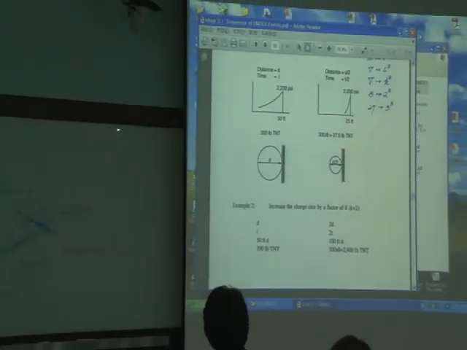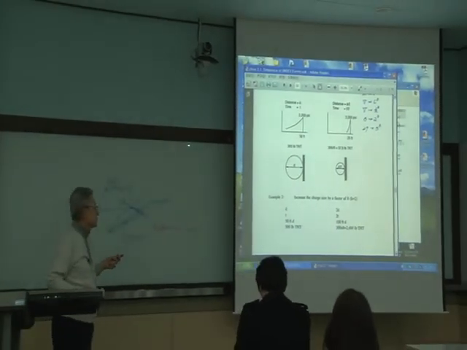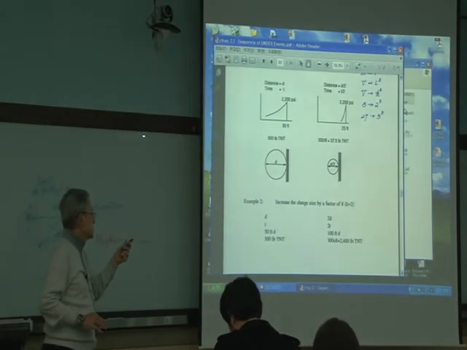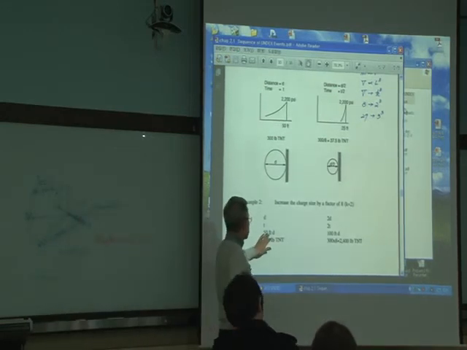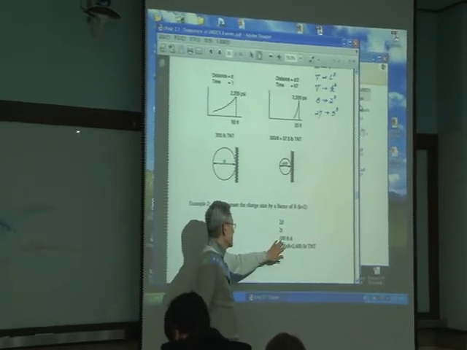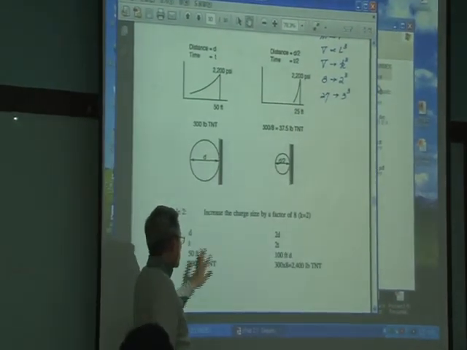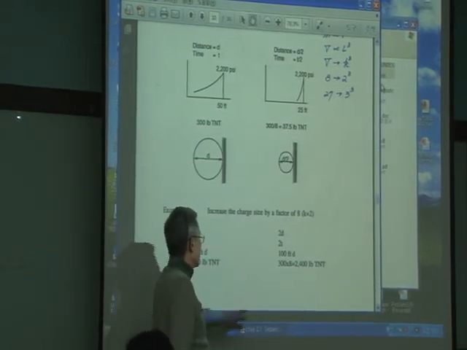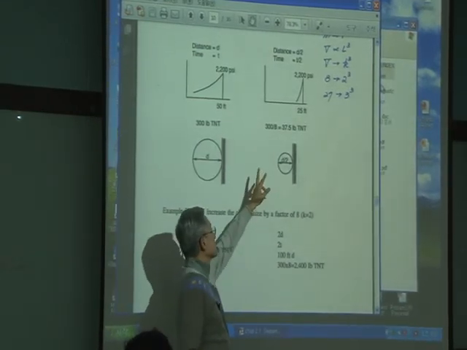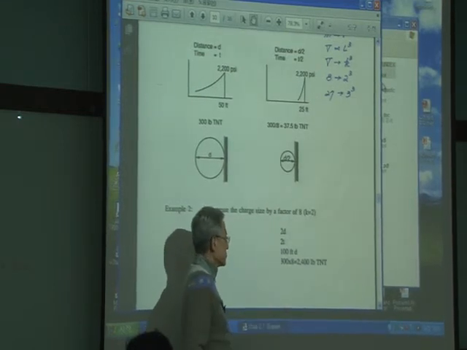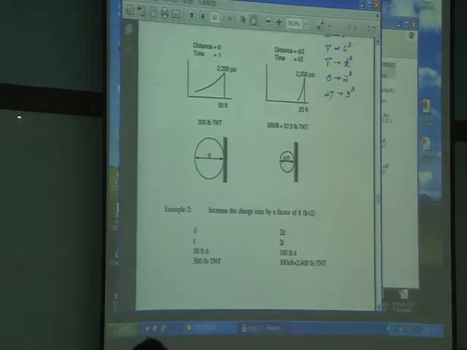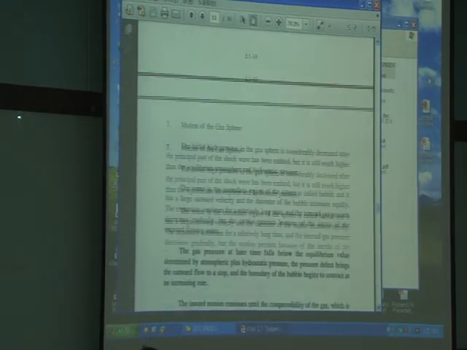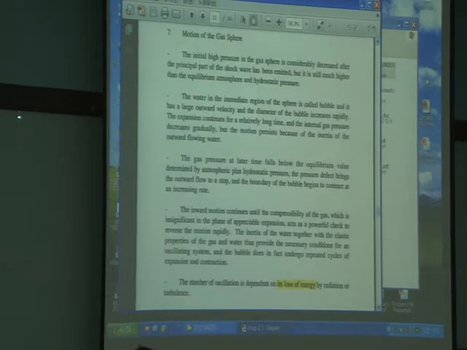This is increased charge by a factor of 8. This is increasing, 50 feet. If I moved it to 100 feet, what happened? To get the same shock pressure, 300, you have to multiply by 8. This case is reducing because it's shrinking. This is increasing, same thing. So read well.